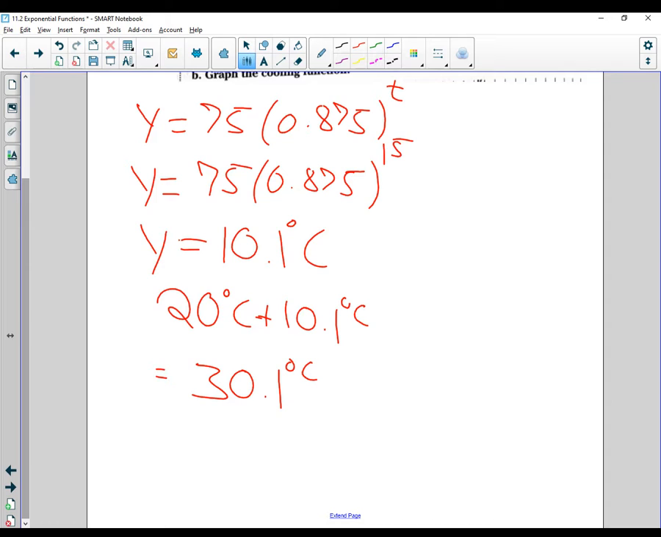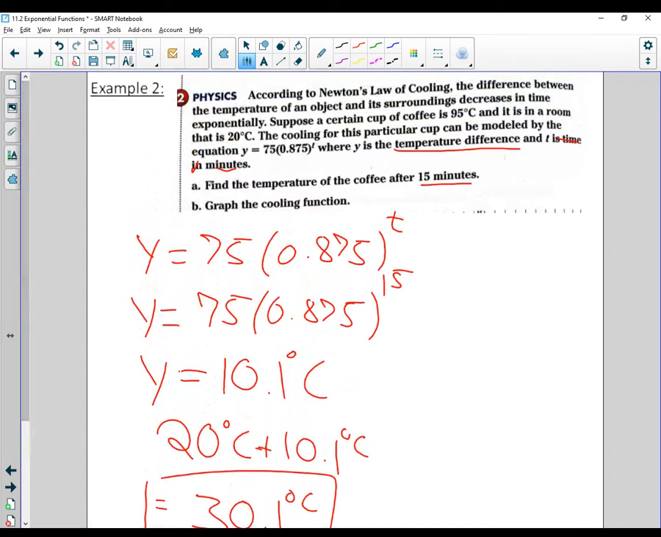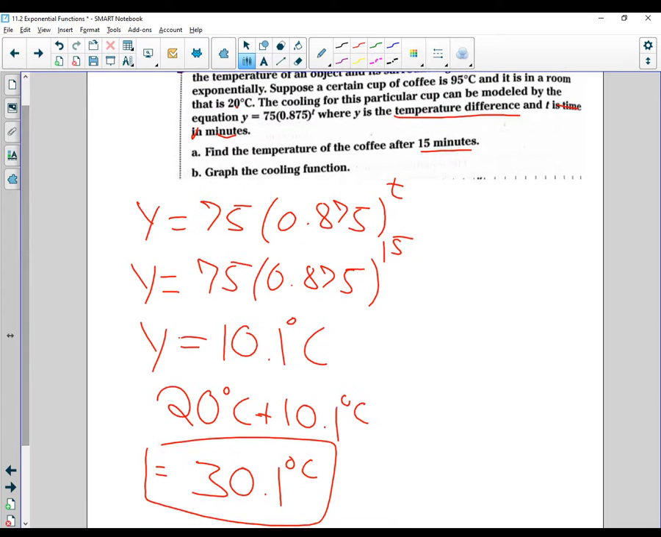That coffee is now only 30 degrees, 0.1 Celsius. Yes, that's hot, it's about 90. You add it to the 20, because it's the temperature difference between the coffee and the ambient surroundings. You really want the coffee to be 90 degrees? Yeah, because that almost only applies to hot coffee.